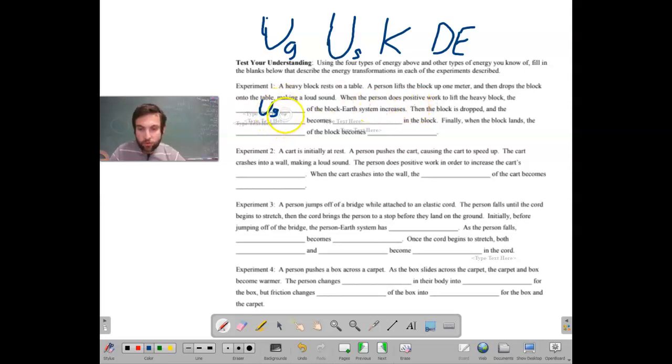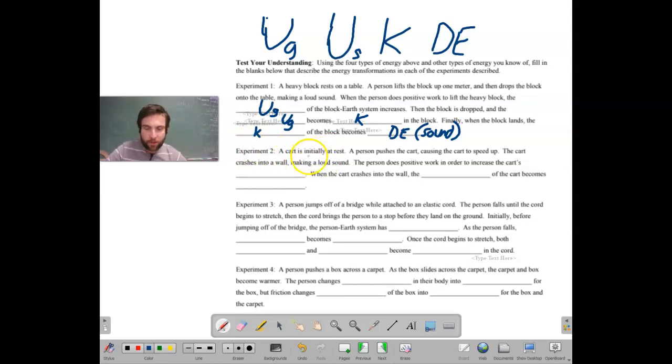The block is dropped and the blank becomes blank in the block. Well, whenever something gets dropped, we know it has gravitational potential energy, and then it's going to start moving, so it has kinetic energy in the block. Finally, when the block lands, the kinetic energy of the block becomes dissipated energy. In this case, sound. Probably some heat too, but definitely more sound. Sound is going to be a lot more noticeable.